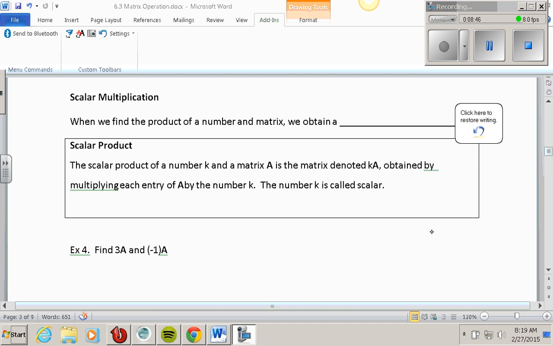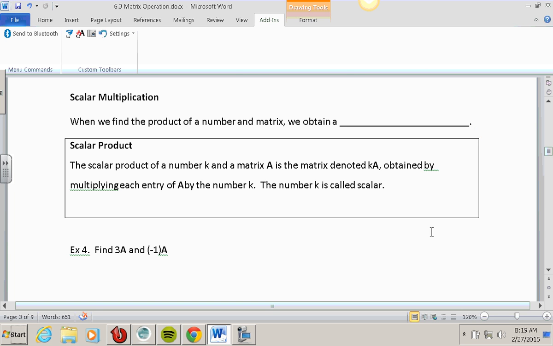The lesson we're going to talk about today is scalar multiplication. Scalar multiplication is when we find the product of a number and a matrix. We obtain what's called the scalar product. A scalar product of a number k, some constant, and a matrix A is the matrix denoted kA, obtained by multiplying each entry of A by the number k.